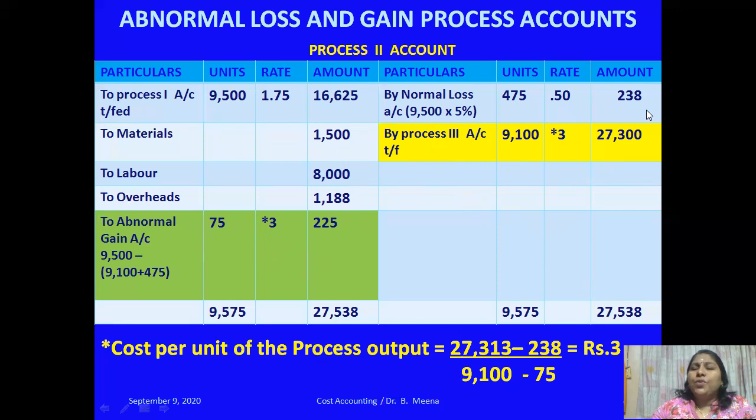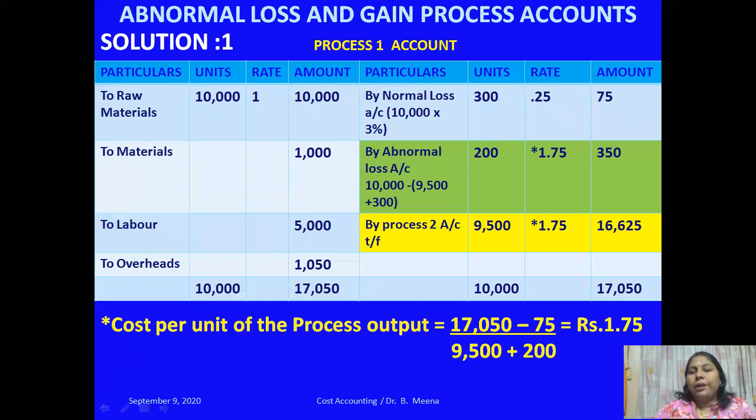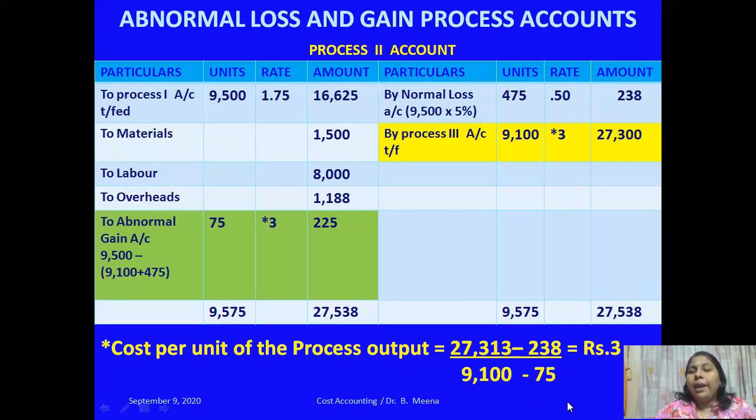And then look at the credit side. What is the amount so far I credited? 238. The denominator, what is the output of this process? 9,100. We are getting abnormal gain. So minus how many tons as abnormal gain? 75. Can you recall the point? In case abnormal loss means what we did in the last process calculation rate per unit, we add it. But whenever you have abnormal gain, just have in comparison. Okay, minus 75 is the abnormal gain. So the rate per ton I'm getting 3.